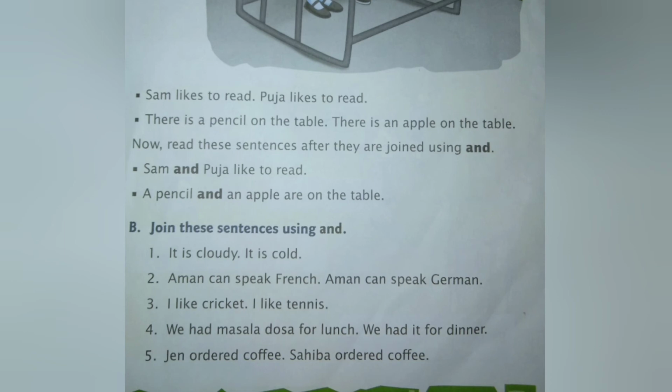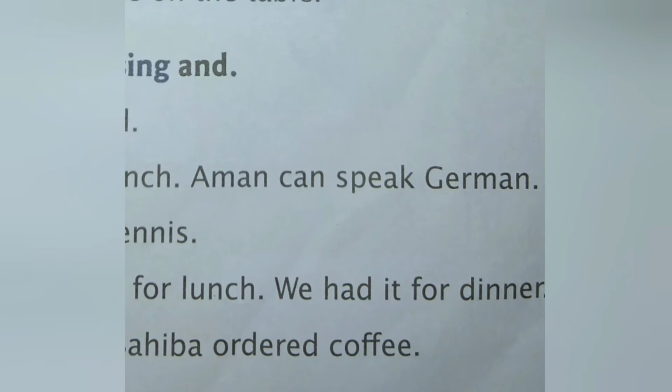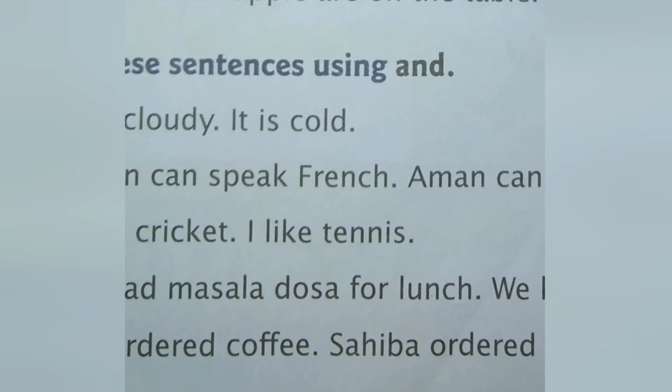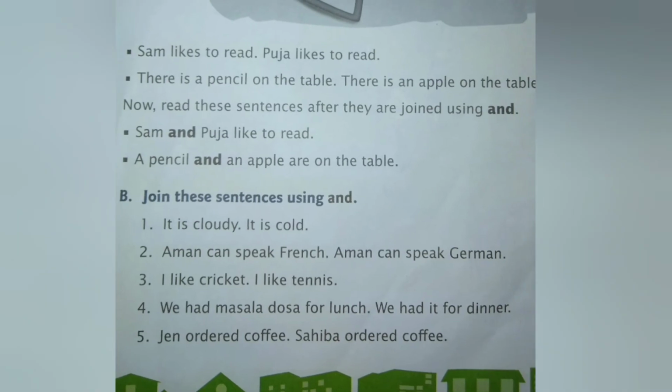We had masala dosa for lunch. We had it for dinner. Two sentences. This is a bit medium difficult one. So let's expand that "it". We had it for dinner. So "it", what is it mentioning? It's mentioning masala dosa. So the actual sentences are: we had masala dosa for lunch. We had masala dosa for dinner. So clear? Again, the same thing is continuing, right?